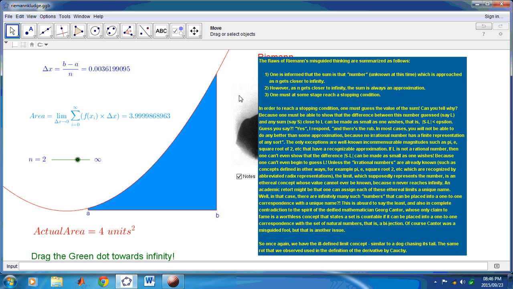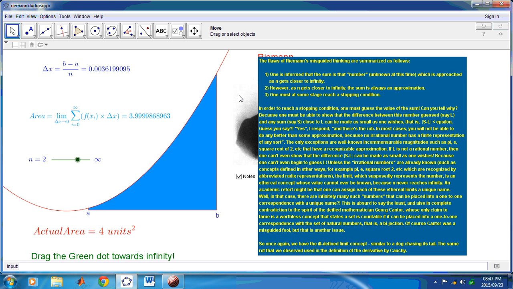Now, as I said earlier, the difference between the sum and the limit L needs to be less than some epsilon. You have to guess what L is. Guess? Yeah, that's right, because in most cases no irrational number has a finite representation of any sort. And as I mentioned earlier, the only exceptions are the well-known incommensurable magnitudes such as pi, e, square root 2, etc., that have a recognizable approximation.